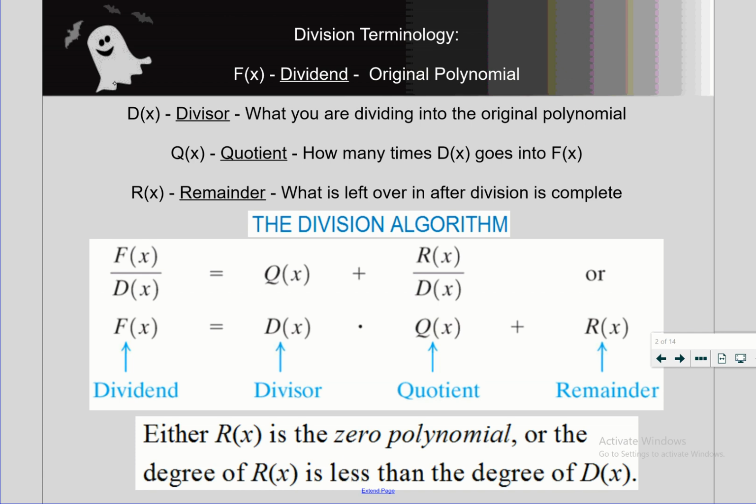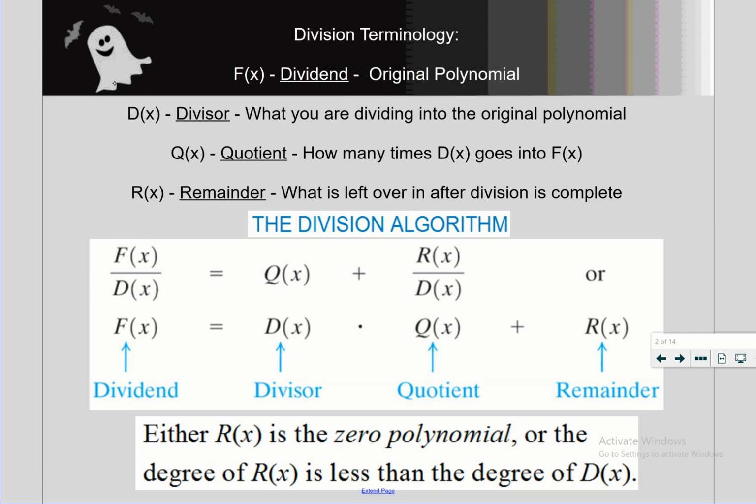D of x is the divisor. The divisor is what you're dividing in. So those first 2 things make up our problem, what we are dividing into and what we are dividing into it. And then the last 2 parts, the quotient and remainder, make up our answer. So that's usually what we'll be asked for. What's the quotient? What's the remainder? Quotient is how many times the divisor goes into the dividend, and the remainder is what's left over.